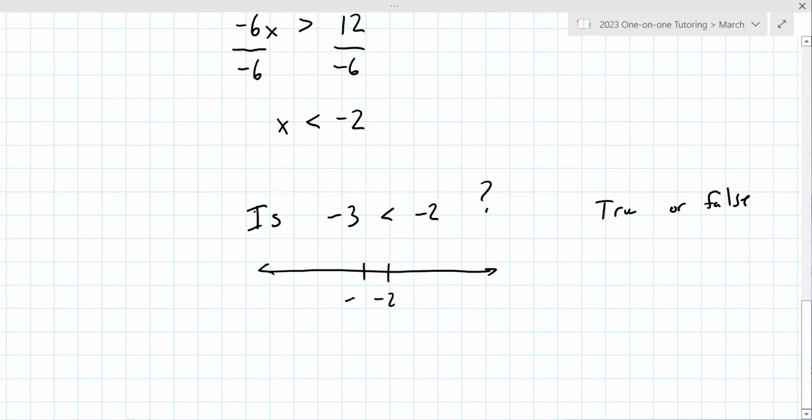Yes. Okay, so the way you answer this is, is negative 3 to the left of negative 2? And you are correct. It is to the left of negative 2. Okay, so let's try a couple more problems here. This negative stuff really does seem to be very challenging, so let's just do a few more problems.